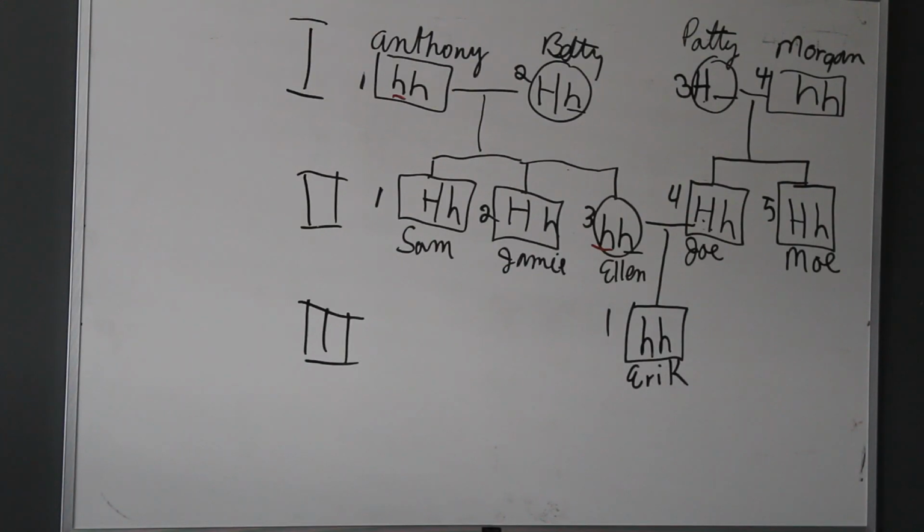Okay, so question 2 says, if Ellen and Joe had more children, what is the likelihood of their children having a horn? Use a Punnett square to support your answer. So I suggest you give that a try, pause the video, and then come back and we'll do it together.